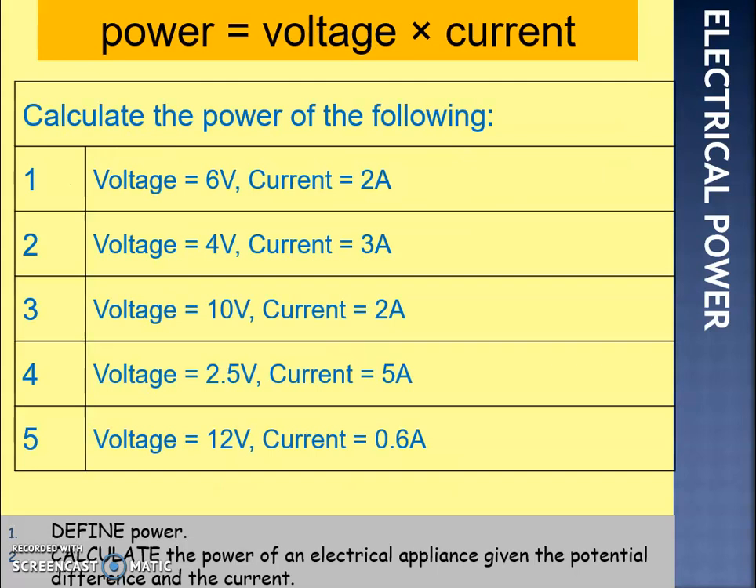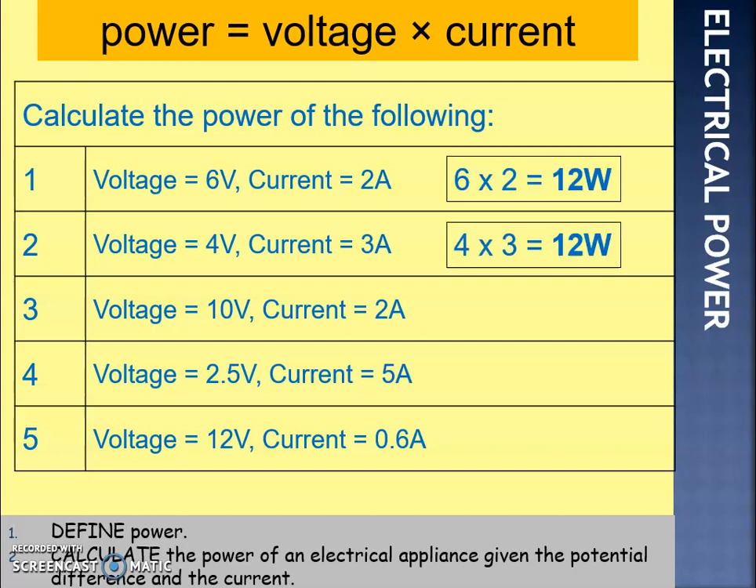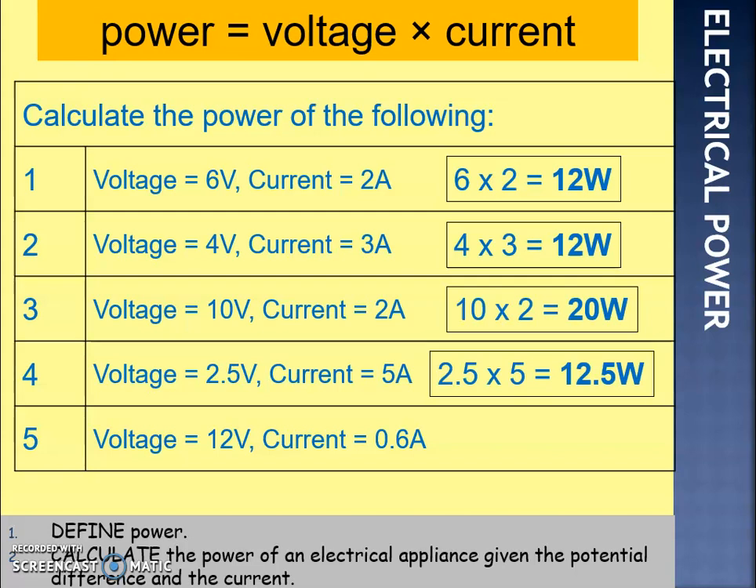Okay, got 5 questions for you here to attempt. So if we know power equals voltage times current, attempt those. Please pause the video whilst you attempt those 5 questions. Okay, so first one. Voltage is 6, current is 2. That's 6 times 2 giving us 12 watts. Number 2, 4 times 3 gives us 12 watts. Number 3, 10 times 2 gives us 20 watts. Number 4, 2.5 times 5 gives us 12.5 watts. And number 5, 12 times 0.6 gives us 7.2 watts.